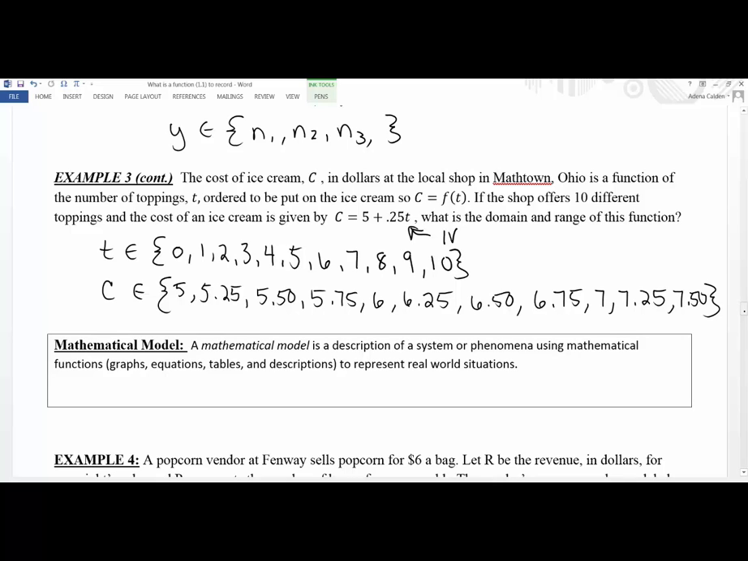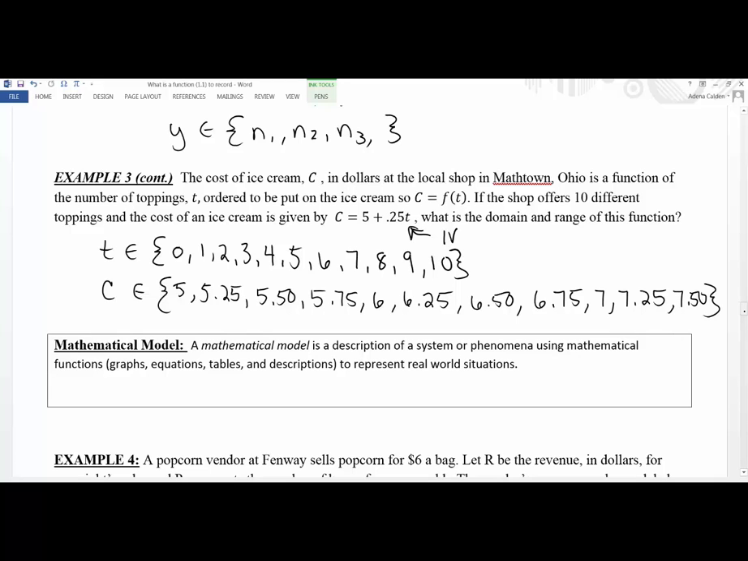Some of the functions we look at, we just look at the functions in isolation. We don't have a situation attached. But a lot of times we do have a situation, and that's why we want to get good at this modeling, so we can figure out a way to generate functions that model what's happening in the real world.